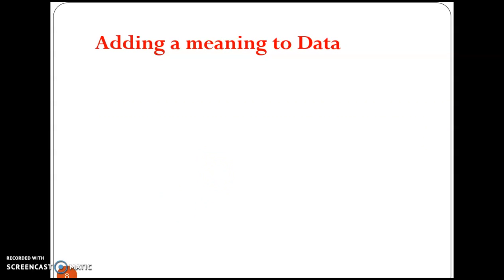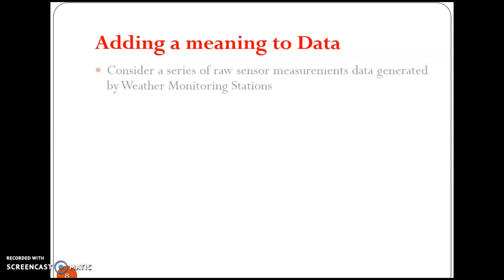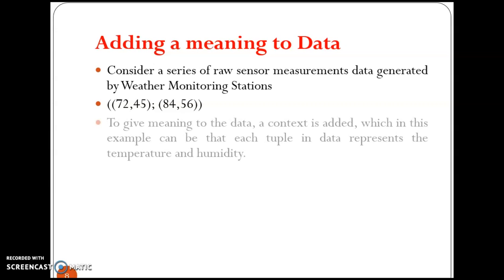Now we just learned about the handling of the data, but is it the only task done in IoT? No. The next and most meaningful task is adding meaning to the data. To discuss the point, here we are seeing raw sensor measurement data which is generated by a weather monitoring station. I have shown two readings. We can consider that these are the two readings for the temperature and the humidity. But by looking at these numbers, we cannot say which is temperature and which is humidity.